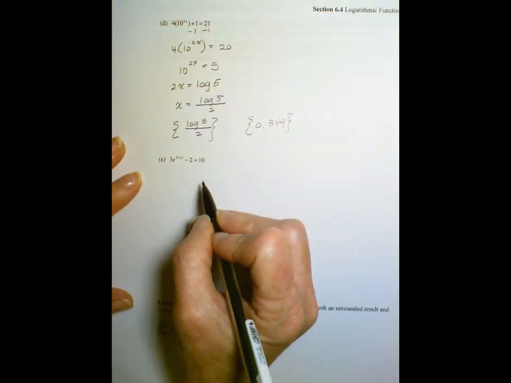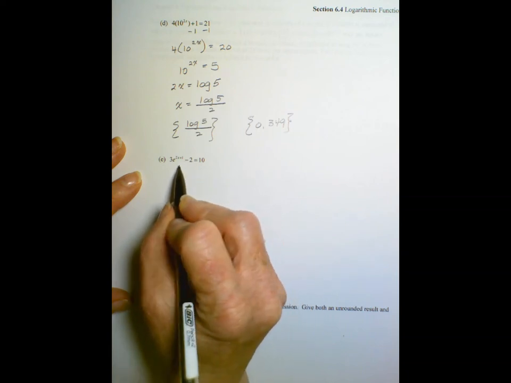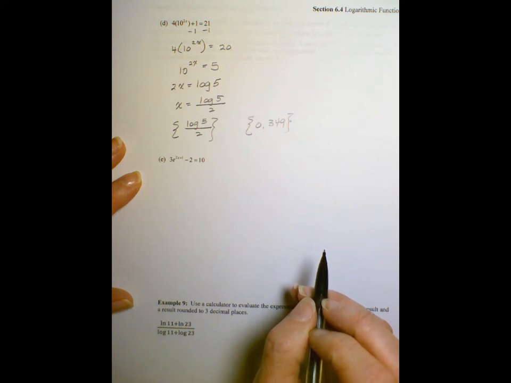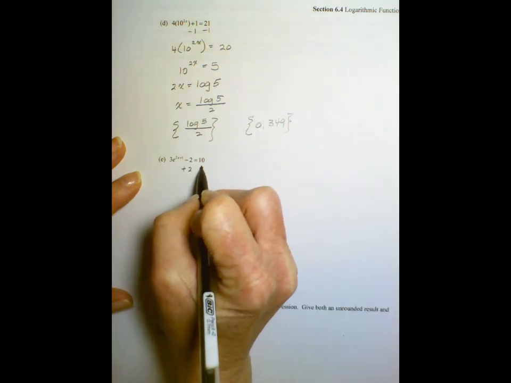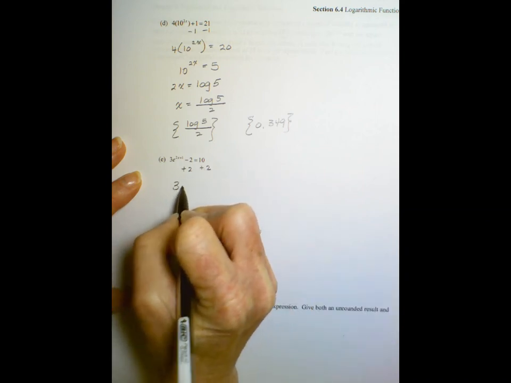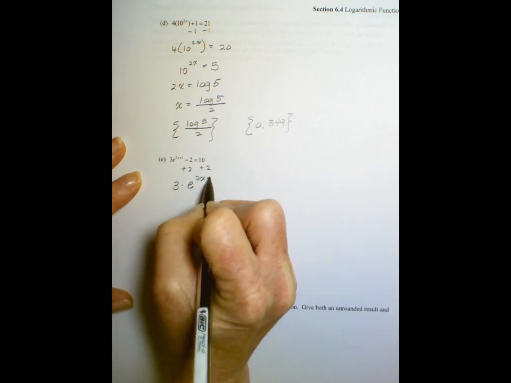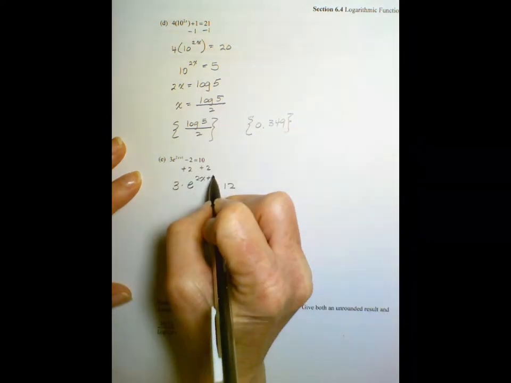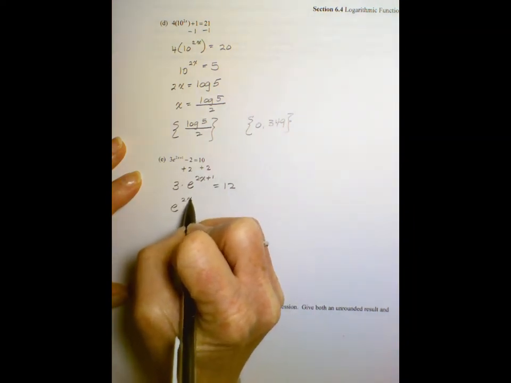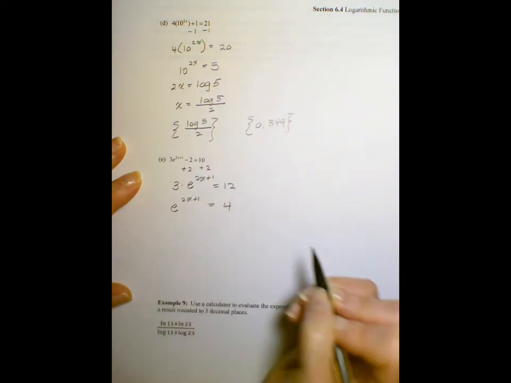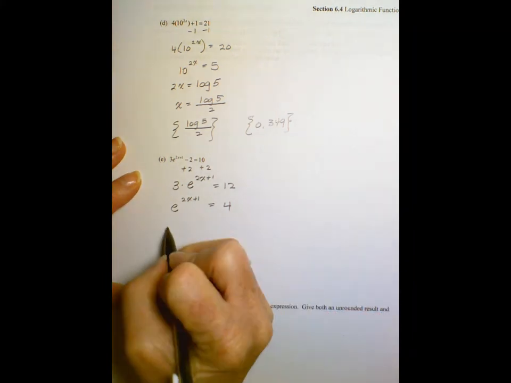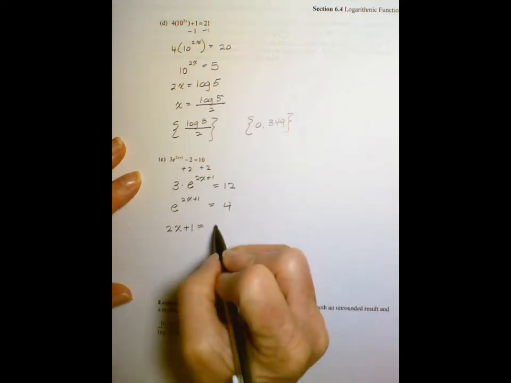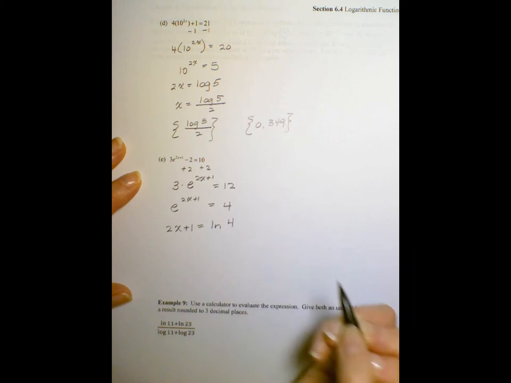Okay, and our last one in this part, example 8, is 3 times e to the 2x plus 1, minus 2 equals 10. Again, we have to isolate the exponential part. 3 times e to the 2x plus 1 equals 12. I've added 2 to both sides. Now let's divide by 3. e to the 2x plus 1 equals 4. Now we'll change it to a log. The exponent, the y part, y equals log base e, ln of 4.